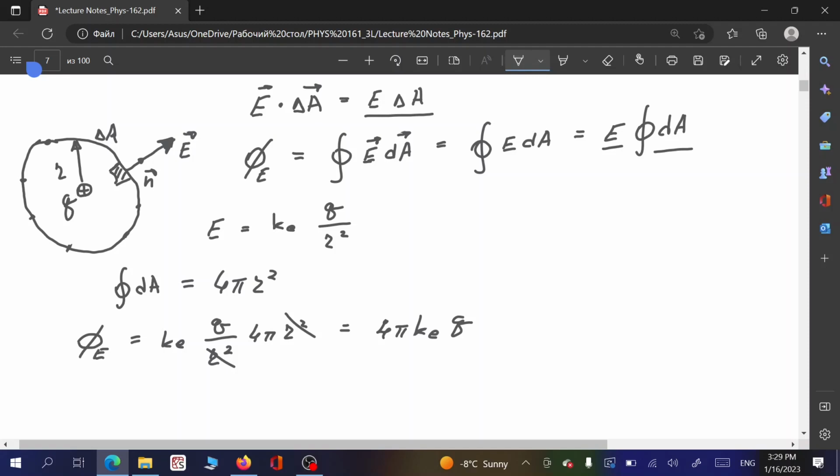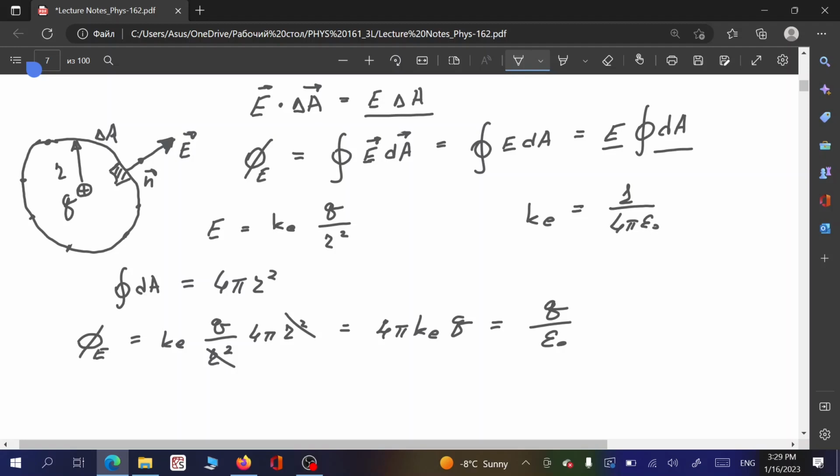Now we can recall that electric constant Ke is equal to 1 over 4 pi times epsilon naught, which is the permittivity of free space. So taking into account this, we can write that it will be equal to Q divided by epsilon naught.